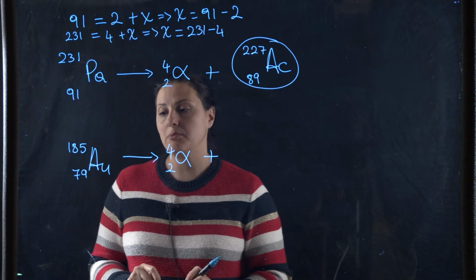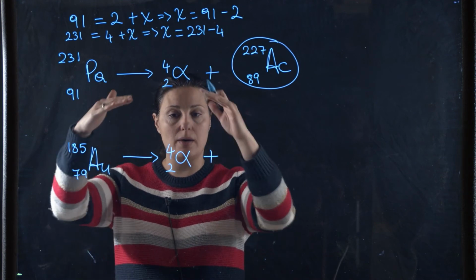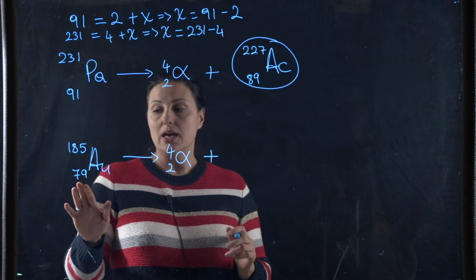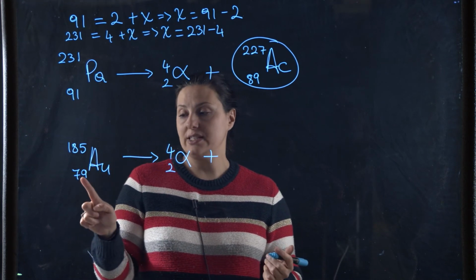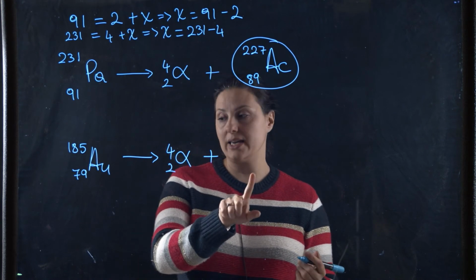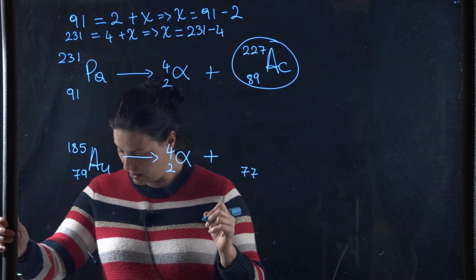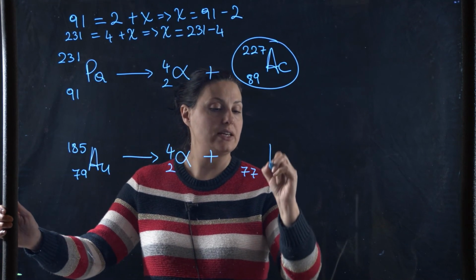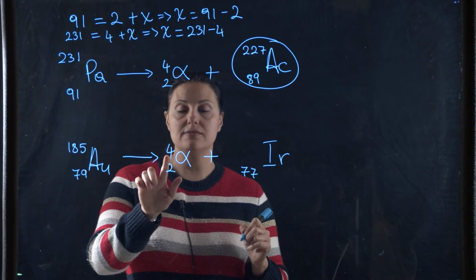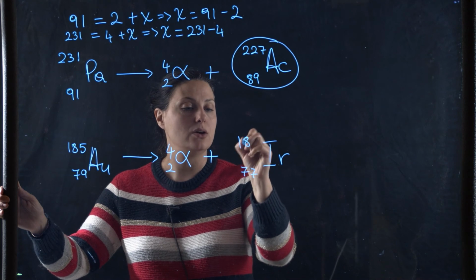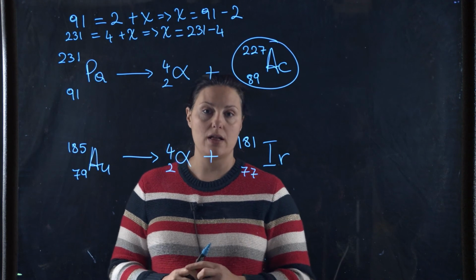Let's look at the last example here. Once again, the bottom numbers have to equal on both sides. The top numbers have to equal on both sides. Let's start with the bottom. So 79 has to equal 2 plus x. So if I take 79 and then subtract 2, I get 77, which is element number 77. It's iridium. And then 185 minus 4 gives me 181, which is the mass number for this particular element.